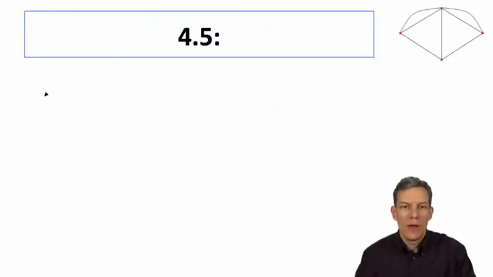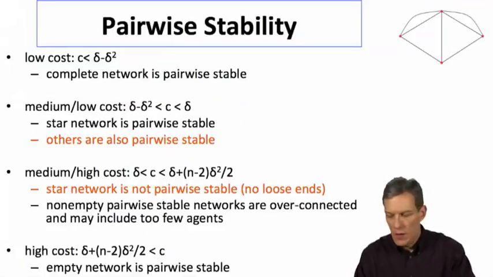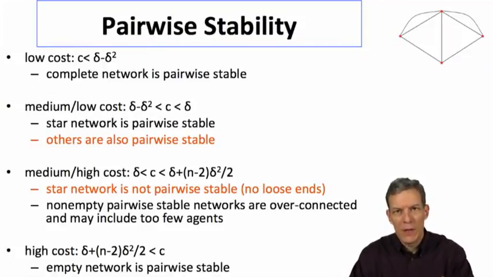Okay, so let's have a quick look at pairwise stability in the connections model. Here we are now looking at the same range where for low cost we had complete networks being efficient, medium cost stars, high costs empty networks. And when we start thinking about pairwise stable, now we're asking which ones are ones that people want to form when they have the choice of adding links or deleting links.